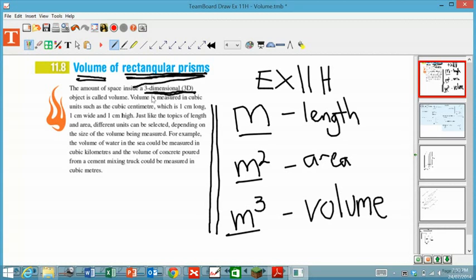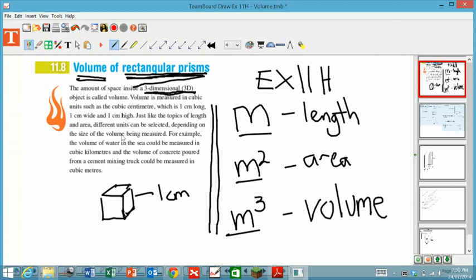Bit of other information here. Volume is measured in cubic units, such as a cubic centimetre, which is 1 centimetre long, 1 centimetre wide, and 1 centimetre high. So think of even a dice. If I quickly draw a picture here, each of these side lengths are 1 centimetre. That is 1 cubic centimetre. That's what it looks like if all the edges were 1 centimetre long.